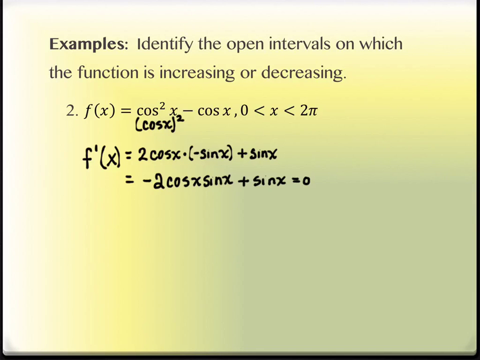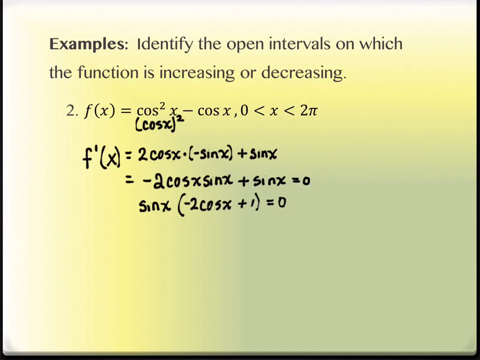Very good, Bryson. So what can I factor out that they have in common? A sine of x. So if I factor out sine x, what's left from the first piece? Negative 2 cosine plus 1. And then plus 1 from the second piece. Excellent. Yeah. Okay, so far so good?